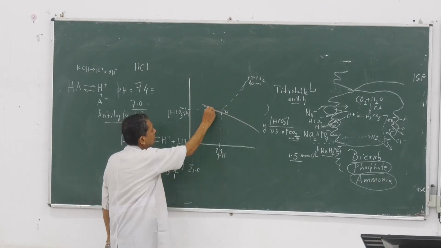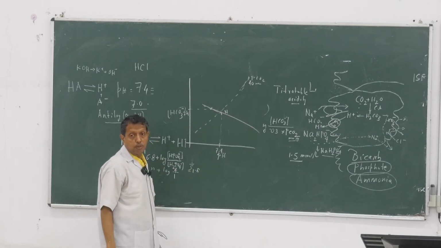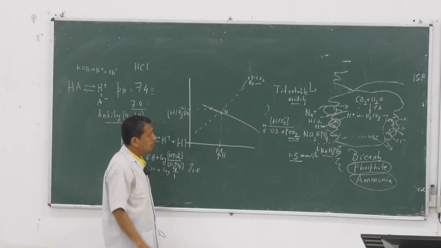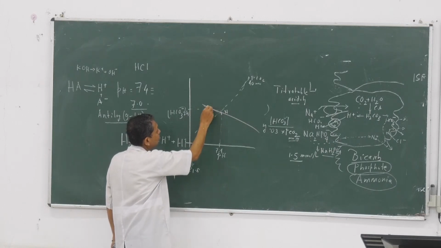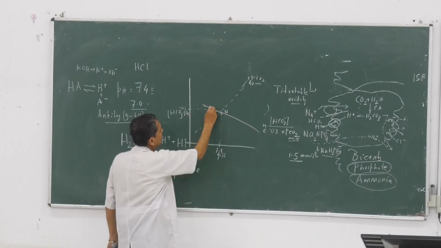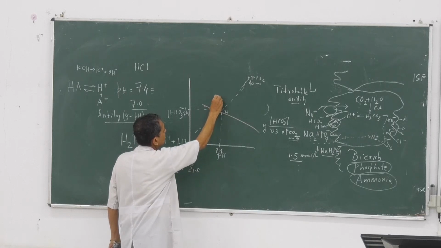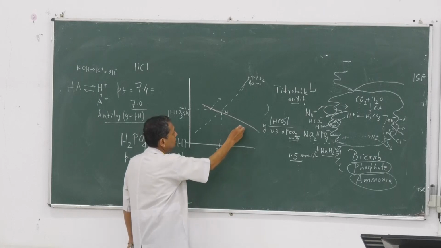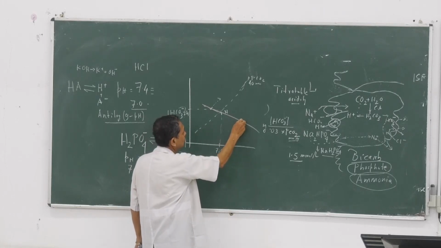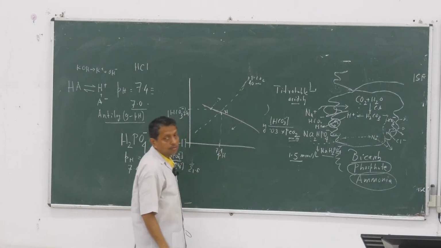it is uncompensated respiratory acidosis. Uncompensated respiratory acidosis, and it will move in this way when there is compensation. Alkalosis, uncompensated in this position, and it will move in this way by the kidney compensation.